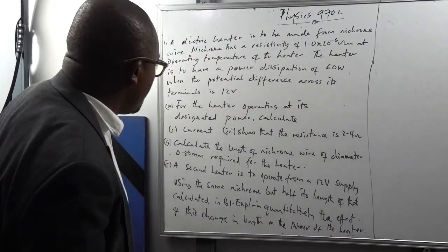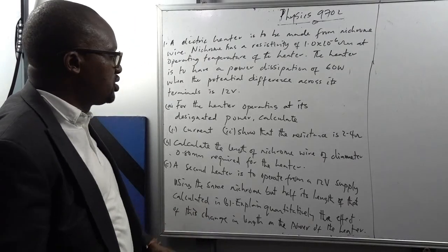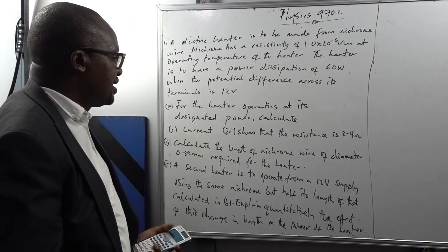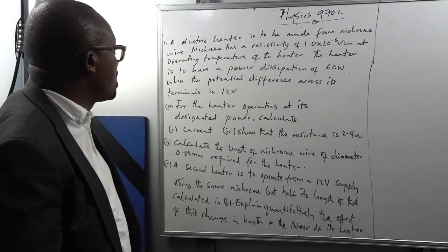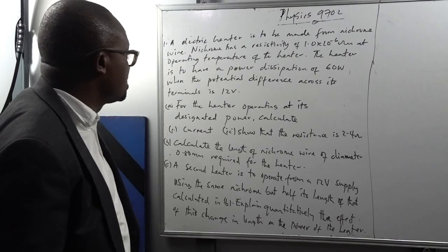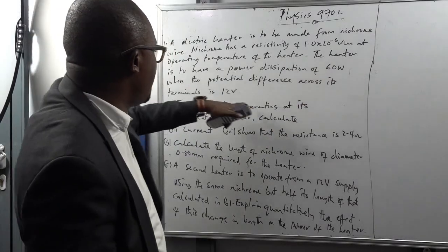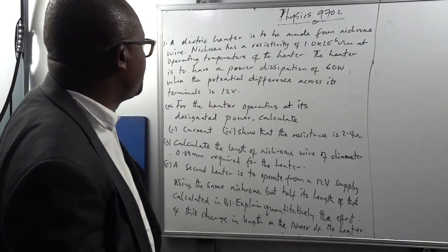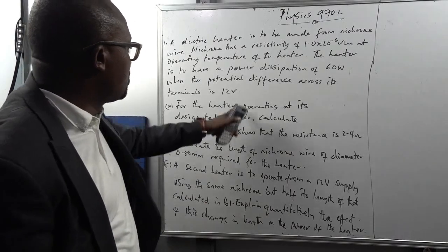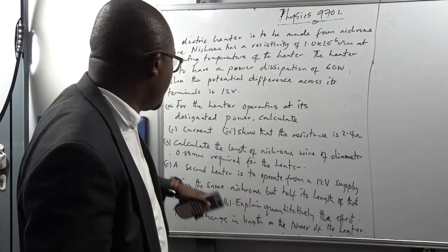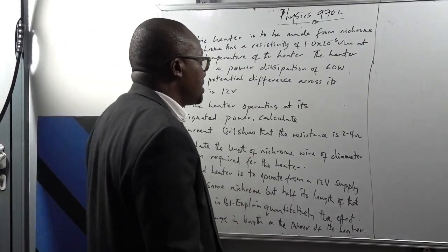Power, calculate: 1. The current. 2. Show that the resistance is 2.4 ohm. So we go to the first one. We want to calculate current. How do we go about this? We were given power and voltage. So we can express the power dissipation in terms of voltage, power, and current. What would that give you?